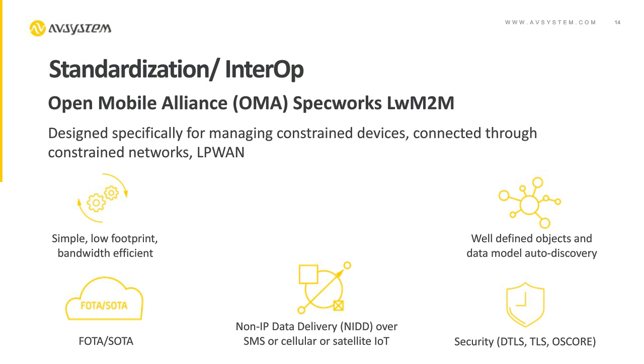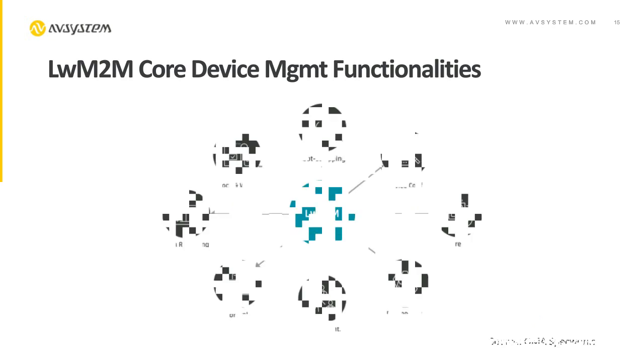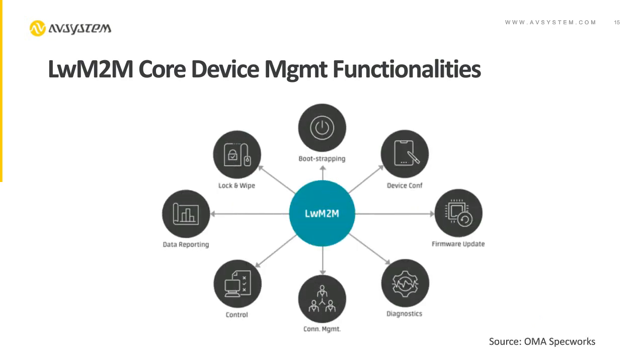So that's Lightweight M2M. How do you get help? Where do you start? If you ask, my device, is it Lightweight M2M compliant? Or how do I know how to get it to support Lightweight M2M? First, let's review the core functionalities it does. So bootstrapping, remote control, configuration, and connectivity management, reporting, analysis, and so on and so forth.